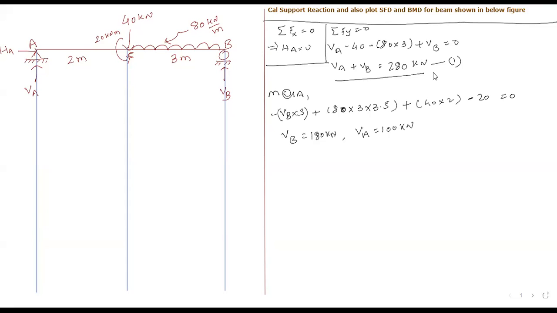Fine, correct. Let's go, we are trying to plot a shear force diagram first of all. VA equals 180 kN and VB equals 100 kN. Oh, sorry. VA equals 100 kN. VB equals 180 kN.